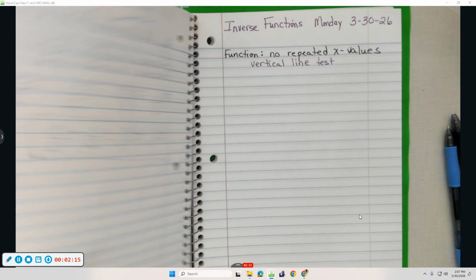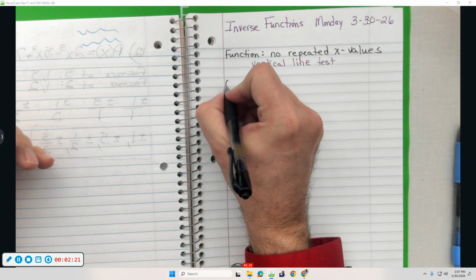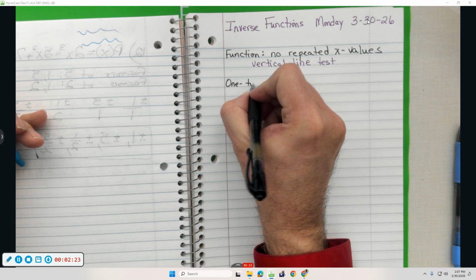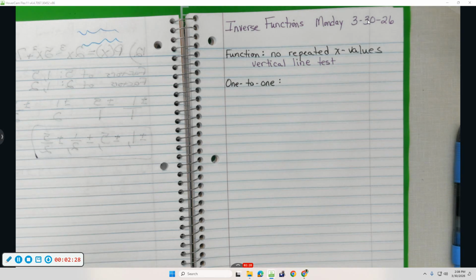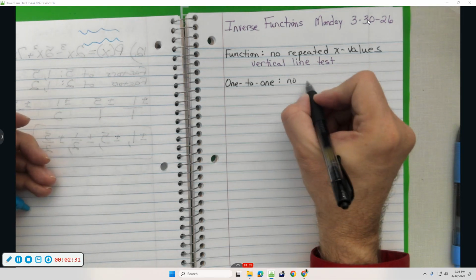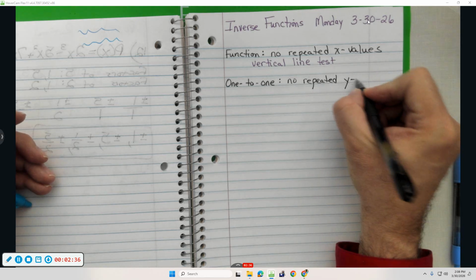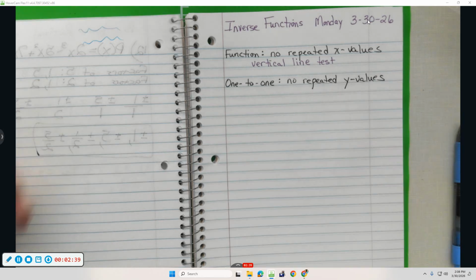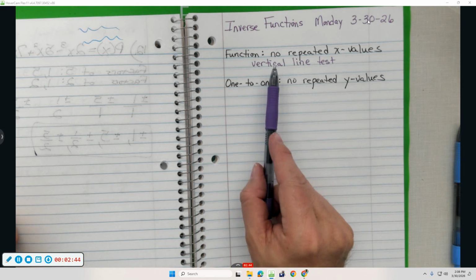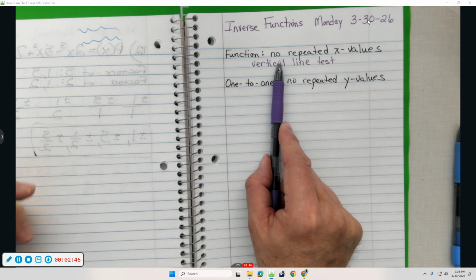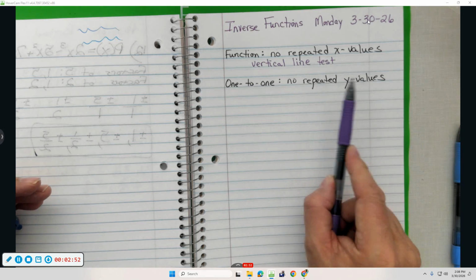But what about, I'm going to define a new term for us, one-to-one. Something is one-to-one if there are no repeated y values. Before now, we've been saying it's fine to have repeated y's, you just can't have repeated x's. But if your function's going to be one-to-one, you have the added restriction of no repeated y's.